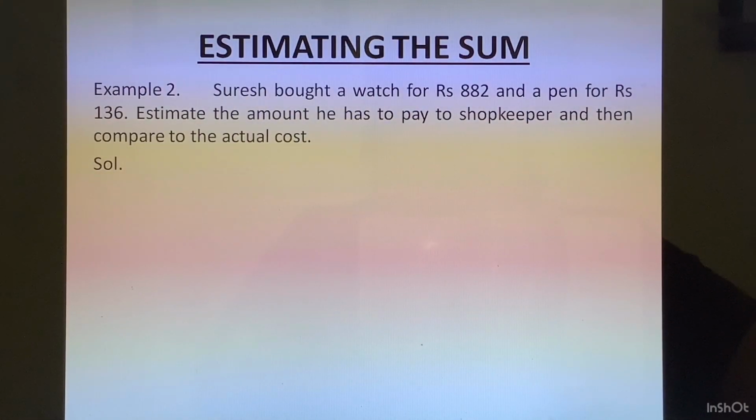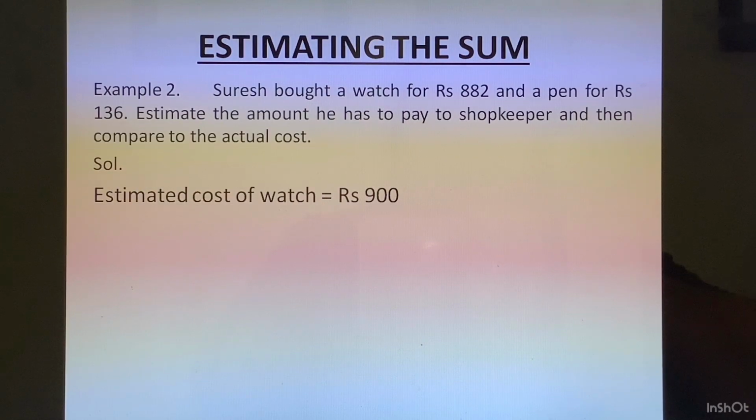Another example, Suresh bought a watch for rupees 882 and a pen for rupees 136. Estimate the amount he has to pay to the shopkeeper and then compare the actual cost. Let's look at the information in pieces. Suresh bought a watch for rupees 882. Since it is a 3-digit number, we will round it off to nearest 100. Now to get the estimate of this, we will check the digit at tens place, which is 8. 8 is greater than 5. So we will take it to the upper limit and write 900 for this. Estimated cost of watch is rupees 900.